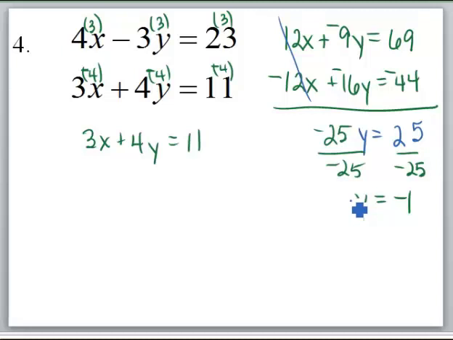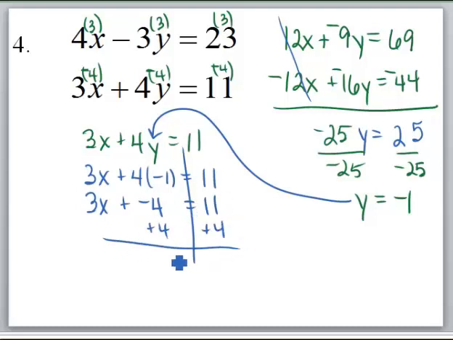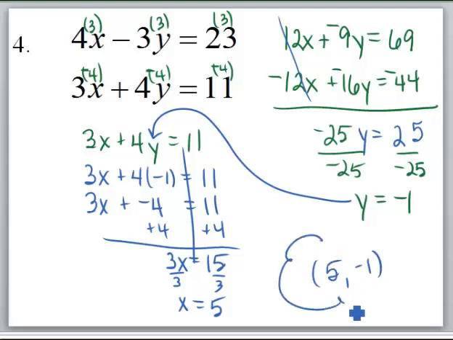So I'm going to plug this back in for the y because that's what y equals. So I have 3x plus 4 times negative 1 equals 11. So when I solve this equation, I have 3x plus negative 4 equals 11. Add 4 to both sides. 3x equals 15. Divide by 3. And x is 5. So I'm going to get my answer of x comma y, and I'll go ahead and circle that.